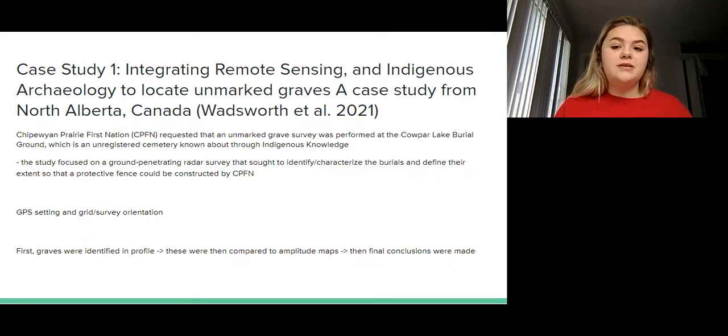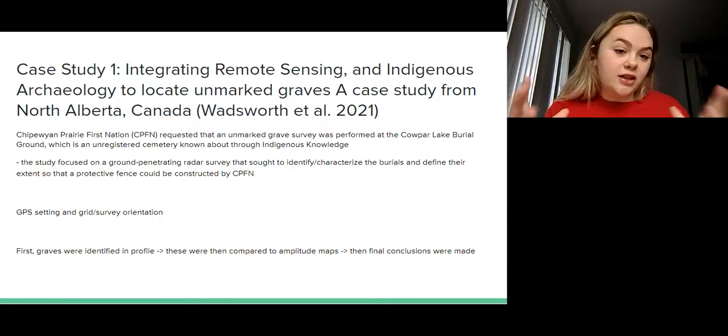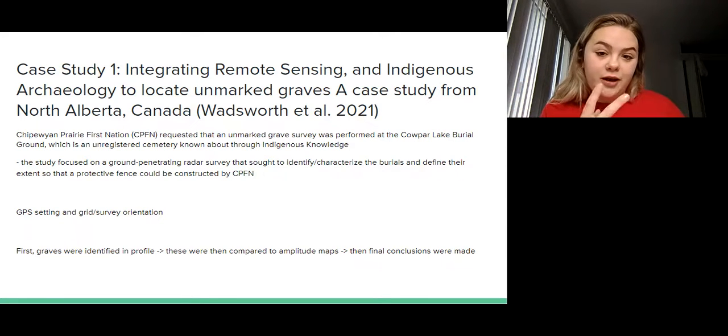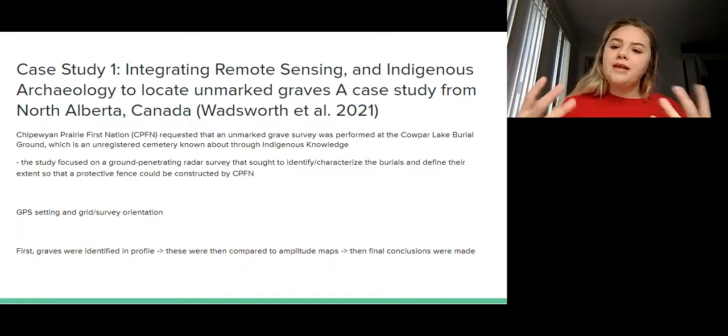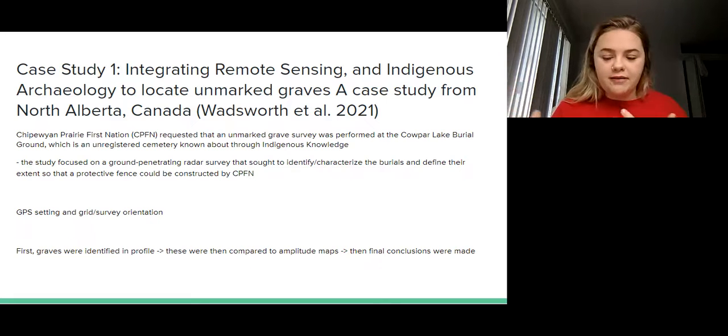The area was requested to be surveyed by the community, and the full area that they requested was separated into 2 areas. So grid A, which was 18 by 18 meters, was centered over the burial ground, and grid B, which was 7 by 8 meters, was offset to avoid 2 large trees and other obstacles. This is a way of expanding their survey to confirm that there are no graves that have been missed. So that was really important.